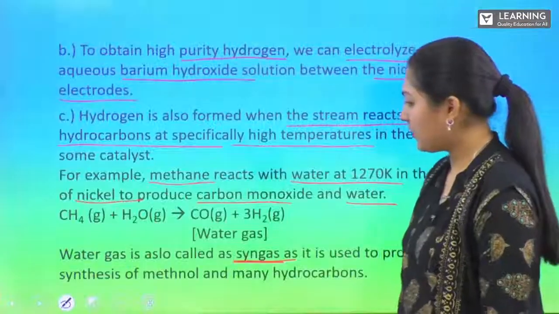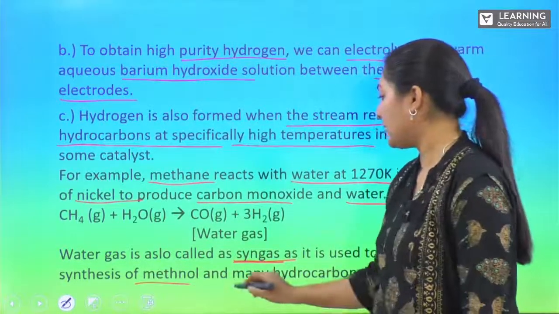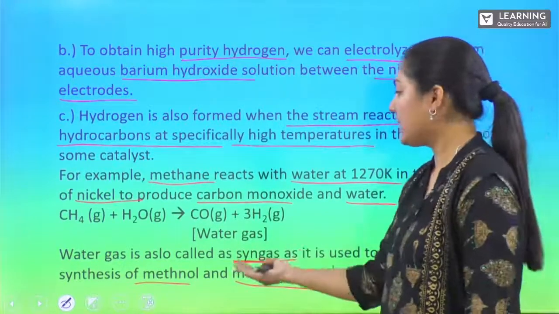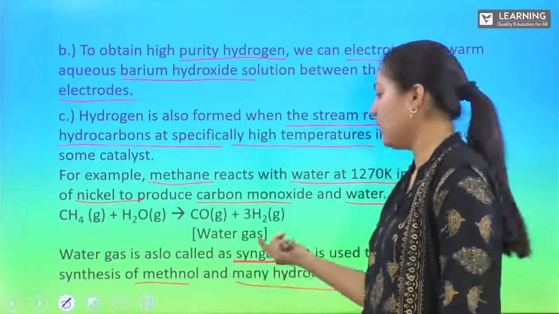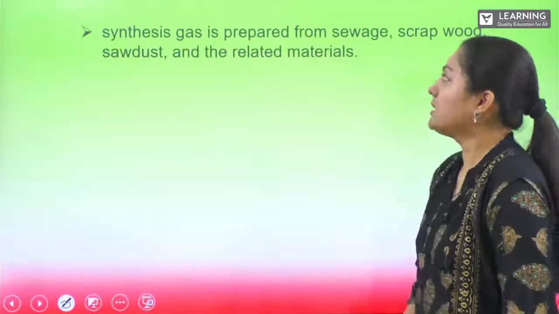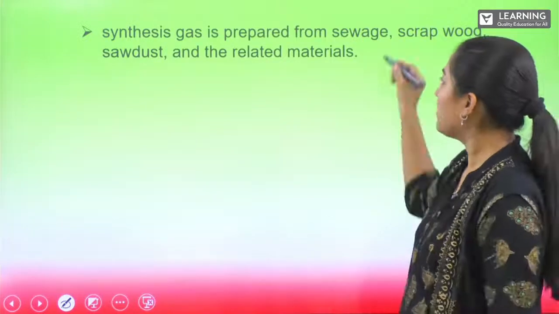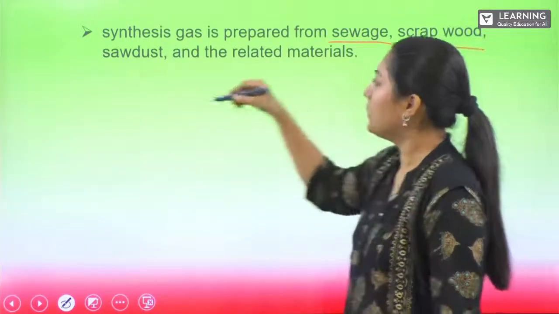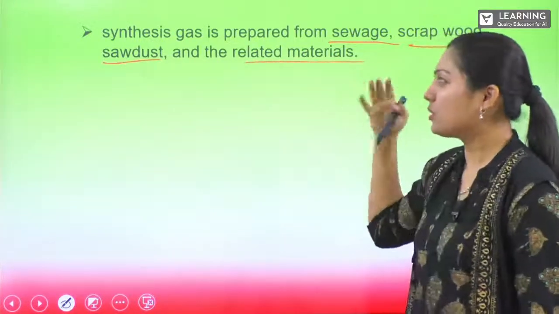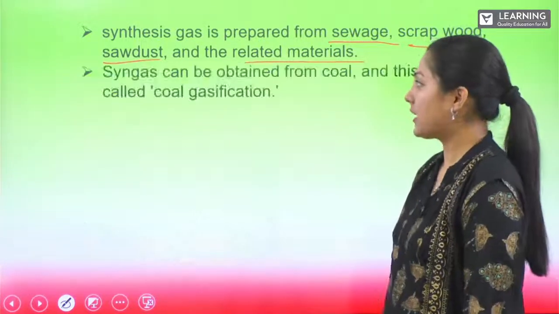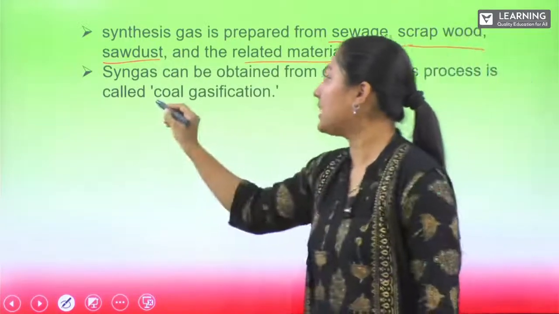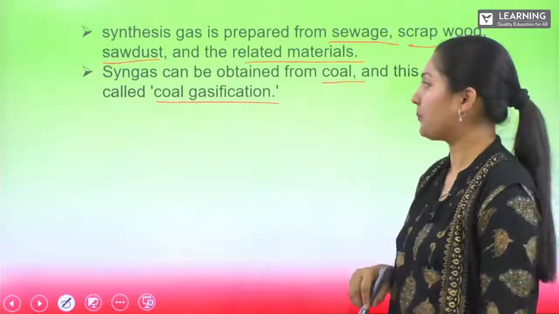You can see here we have the synthesis of methanol and many other hydrocarbons using this syngas. So we call it syngas because that is synthesis of other elements. So which is used for synthesis, we call it syngas. Synthesis gas is prepared from sewage, scrap wood, sawdust and related materials. You can also use these and prepare the syngas. Syngas can be obtained from coal, and this process is called coal gasification.